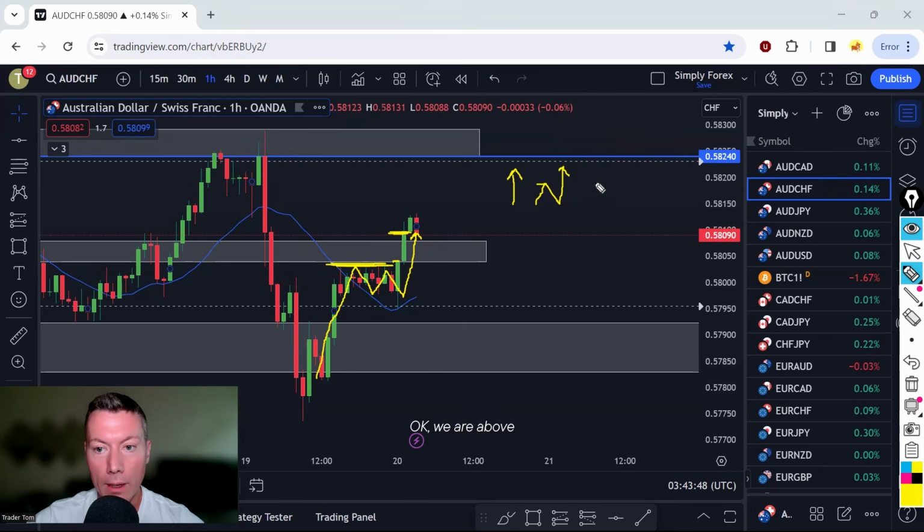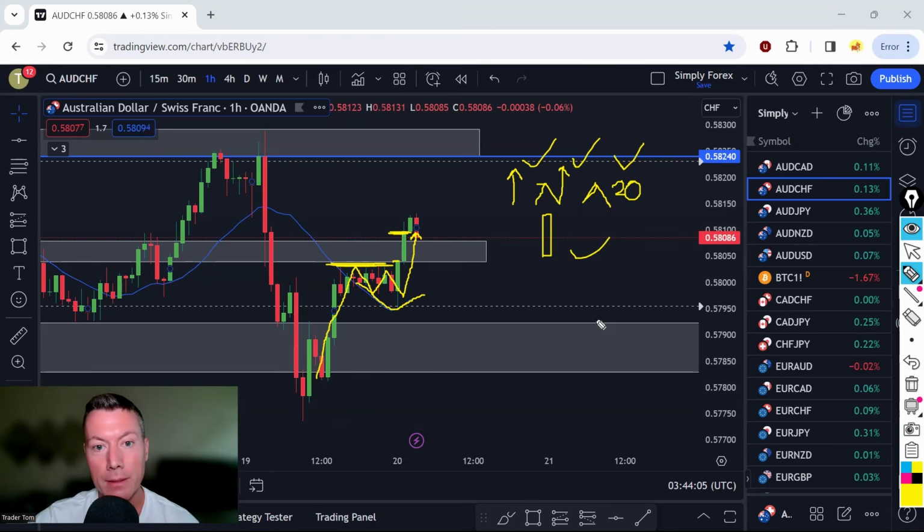Okay, we are above the moving average 20, and we've had a nice bullish candle. So tick, tick, tick, tick. Yeah, it's all the things that I look for. It's price action. All right, simple as that. Price action with a top-down approach. I'm not doing anything.